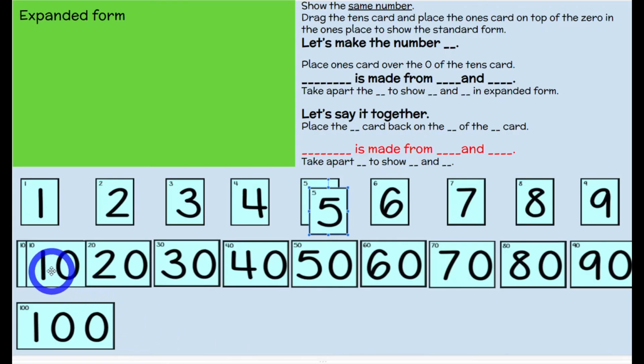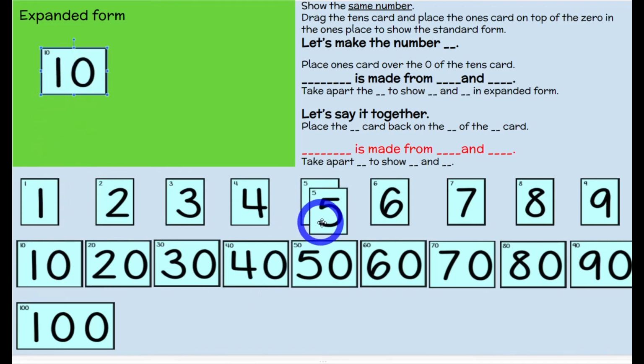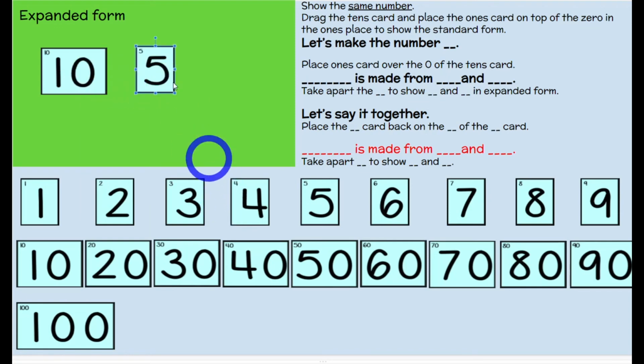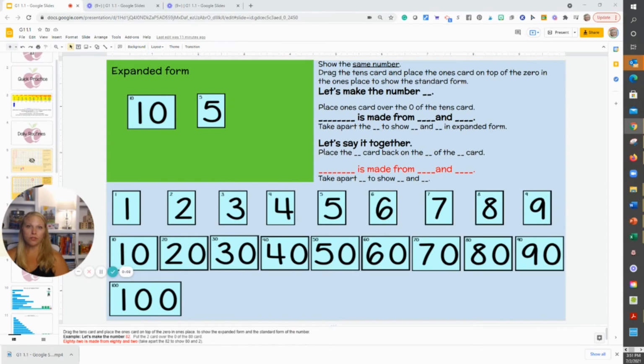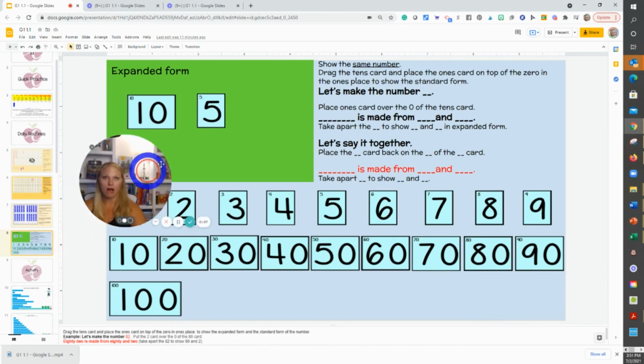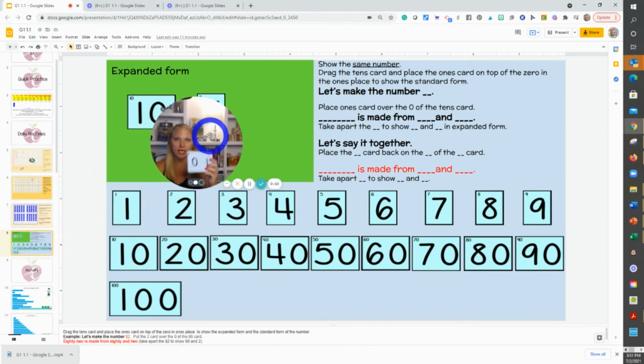Let's make the number 15. 15 is made from the number 10 and 5. 10 and 5 is 15. Let's say it together. 15 is 10 and 5. Now, if you're going to use your actual secret code cards for this instead of this digital slide, you have that option as well. So in this case, you're going to take your secret code cards. I put mine on rings like this so that you can keep them together easier. And then people hang them up on their bulletin boards, but all the cards stay together. And when a student drops them, they don't go all over the floor.